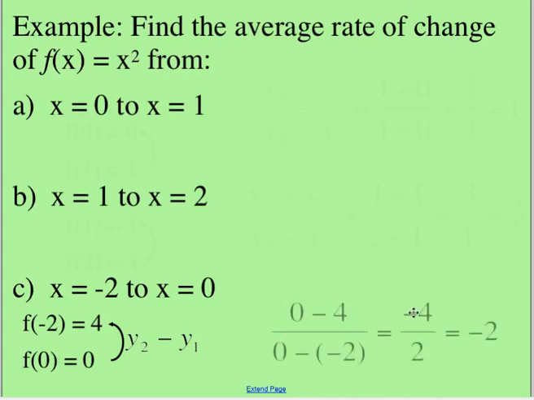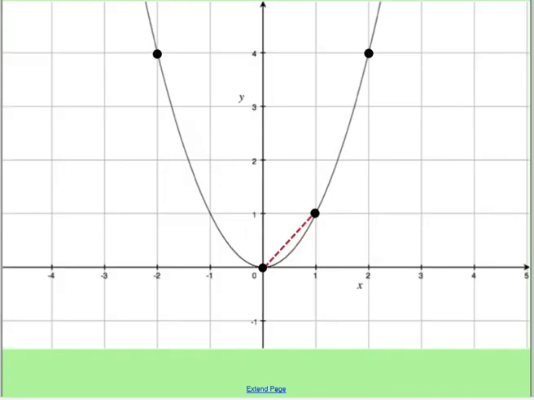So 0 minus 4 gives us a negative 4. 0 minus a negative 2 gives us a positive 2. When we simplify that down, we get a slope of negative 2. And on the graph, it's going to look like this. My secant line is now going to be between 0 and negative 2.